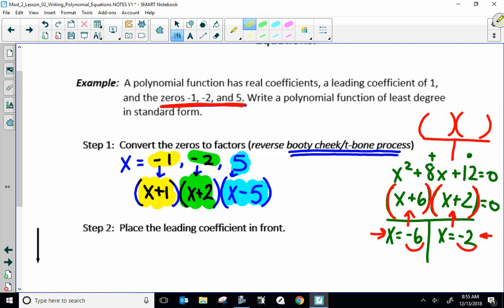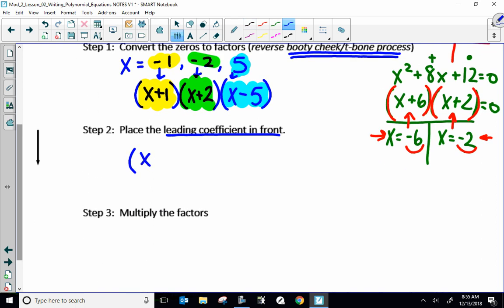That's what I did. Now, step 2 tells me I should place the leading coefficient in front of them. They tell me my leading coefficient is 1. So I'm going to take my x plus 1, my x plus 2, and my x minus 5, and I'm going to place that 1 right here, because at the end, I need to multiply everything times my lead coefficient. Good thing for us, if we multiply anything times 1, it will remain itself. Okay? So now step 3 tells us.